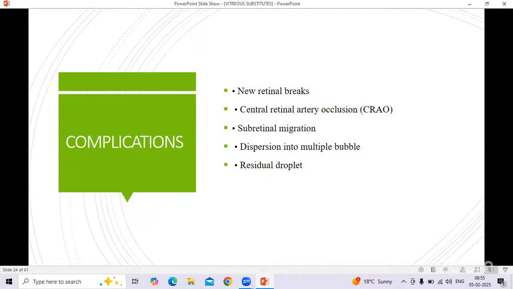Complications: they can cause new retinal breaks, central retinal artery occlusions, subretinal migration, dispersion into multiple bubbles, and residual droplets.